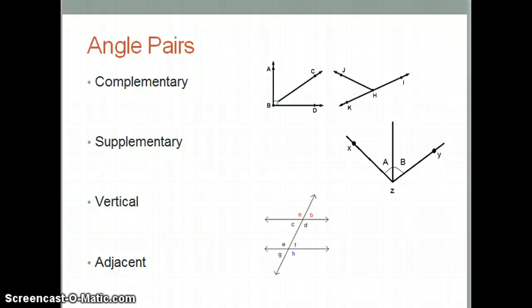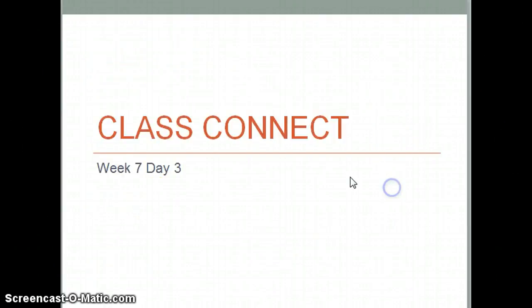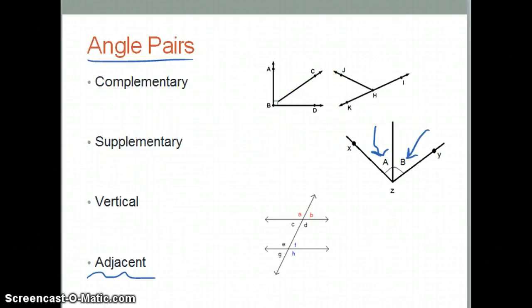We also talked about angle pairs. We talked about 4 different main types of angle pairs. The first one we talked about was adjacent, and adjacent meant they are next to each other. You can see that angle A and angle B are next to each other because, first of all, they're next to each other, but they also share this exact same line here. So they have to share one of the same rays in order to be adjacent.